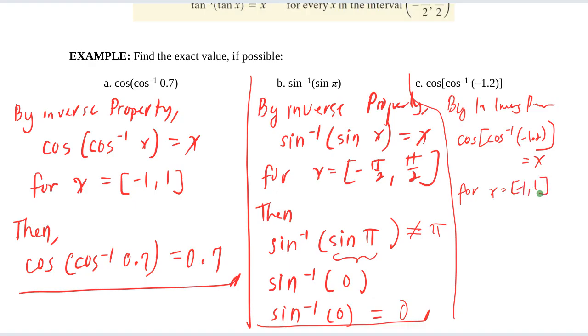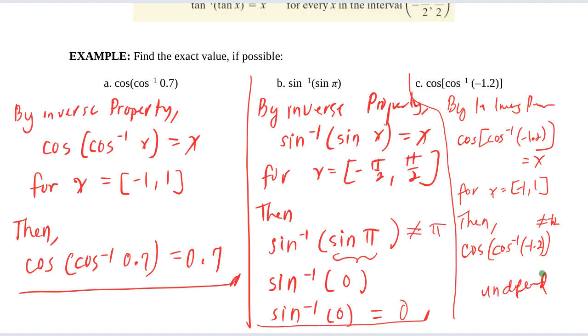Then you can now identify whether this property is applicable or not. So we have here cosine of inverse cosine of negative 1.2, which is again not equal to negative 1.2. Actually, the answer here would be undefined. Let me explain why.